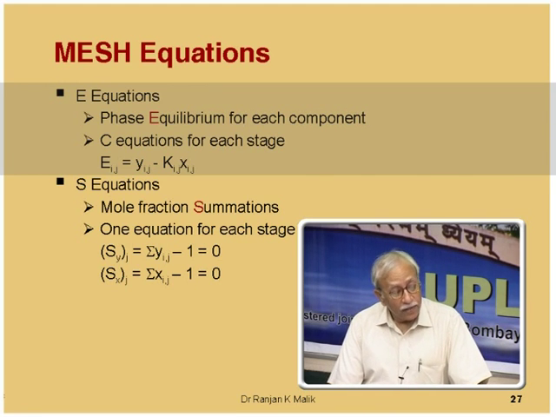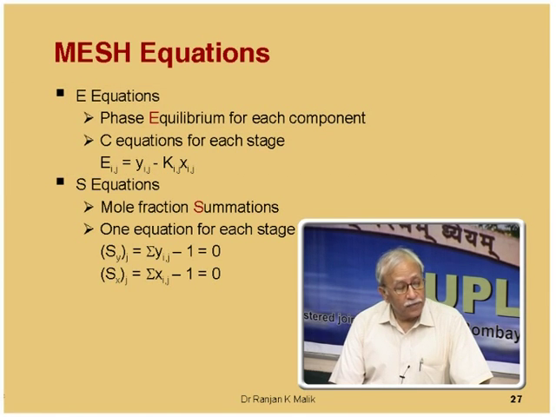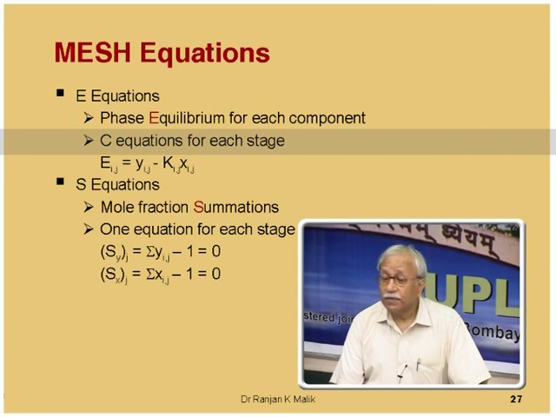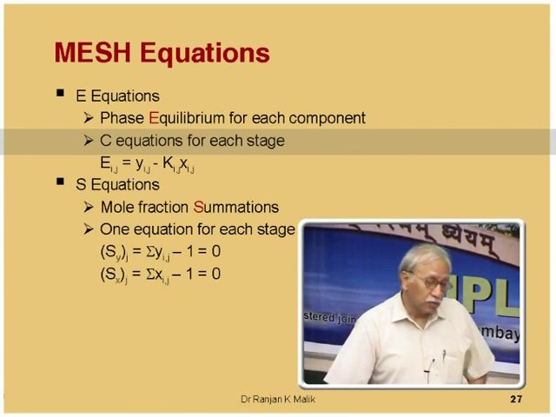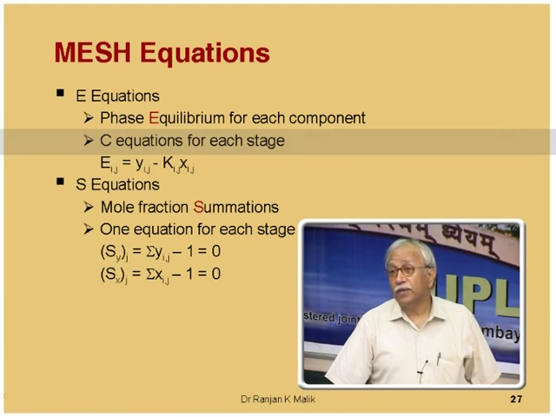composition, that should be equal to Kij, the equilibrium constant for that particular component on the jth stage, multiplied by the liquid composition, and this is the leaving liquid. So, xij, or y minus Kx equal to a residual. So, Eij again is a residual, and for every component this equation can be written on the jth stage, and hence for the jth stage we again have C equations. For every stage we have C equations. So, we have C of M equations, C of E equations. So, total so far we have 2C equations.